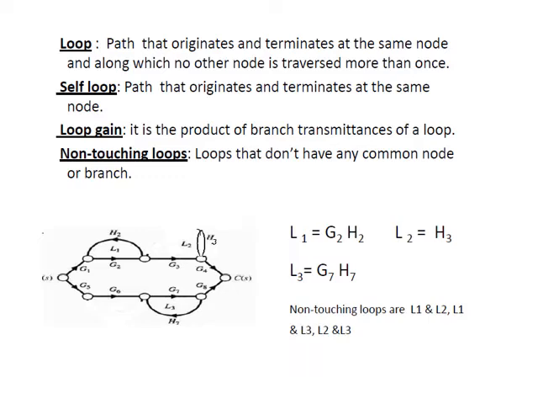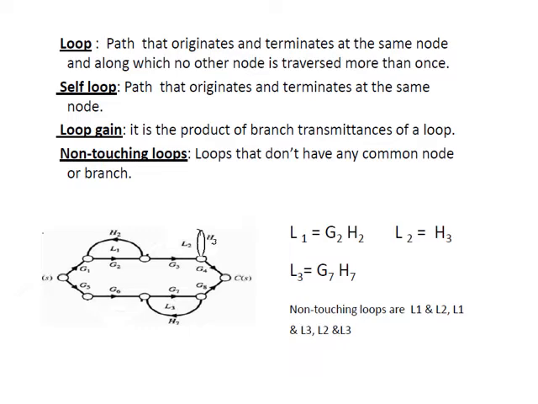So here we have L1. It starts from this point, goes through G2 at this node and comes back here as H2. This is loop L1, given by the gain G2 into H2. So loop 1 is G2 into H2. It is the first loop which starts from this node, traverses here and comes back to the same node.